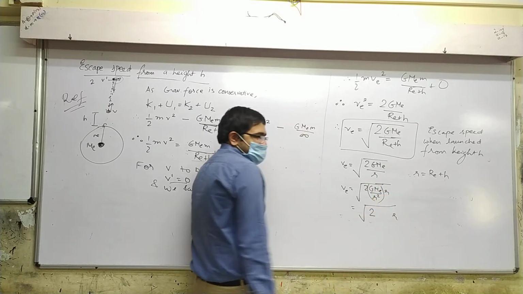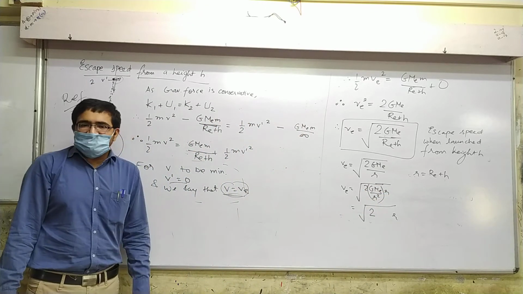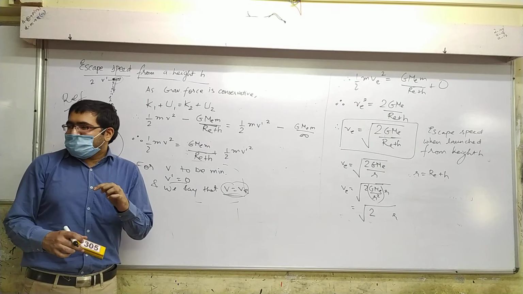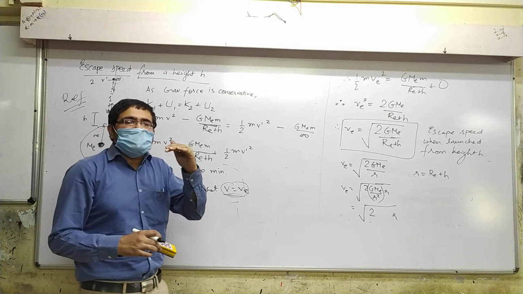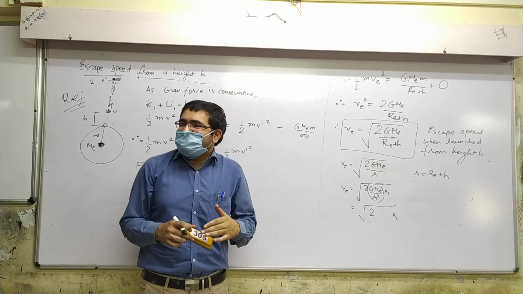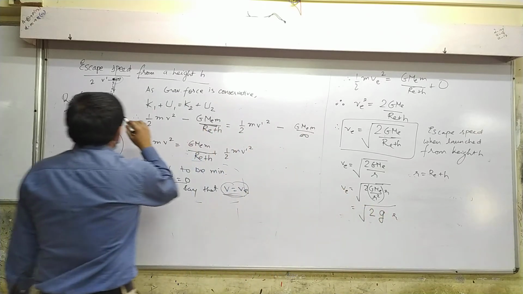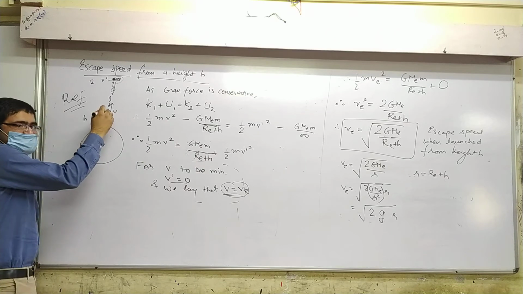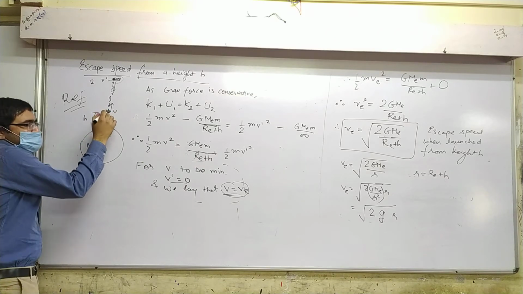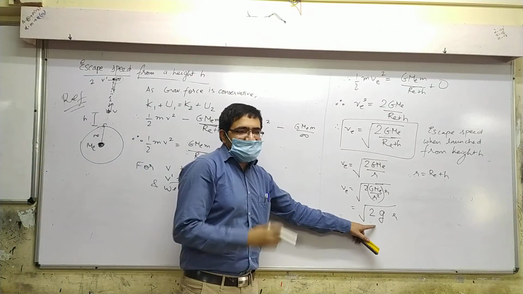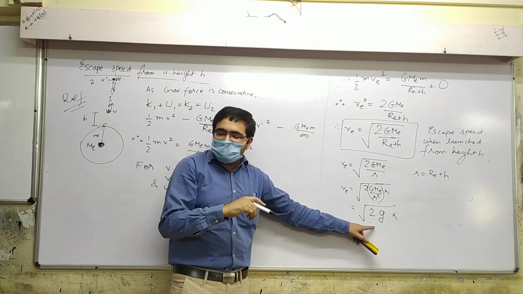what's this? What's this one? Is it GE? No, it's only G outside the Earth. That is, from whichever point you are launching, at that point the value of gravitational acceleration is.